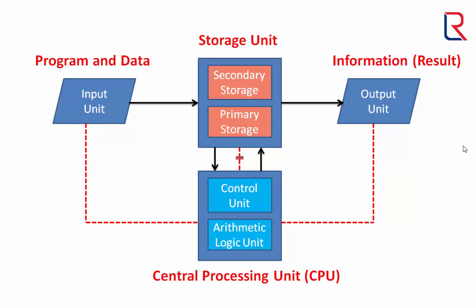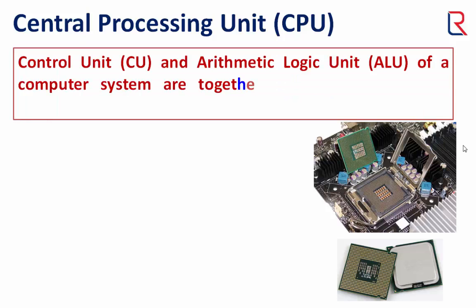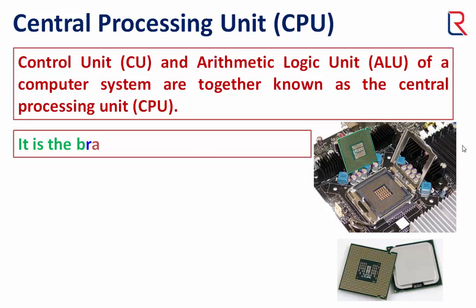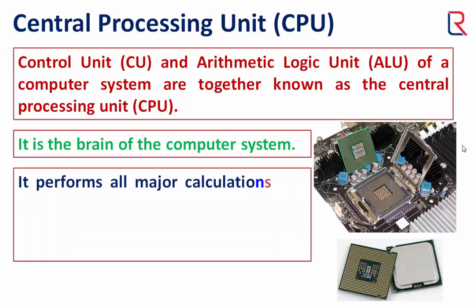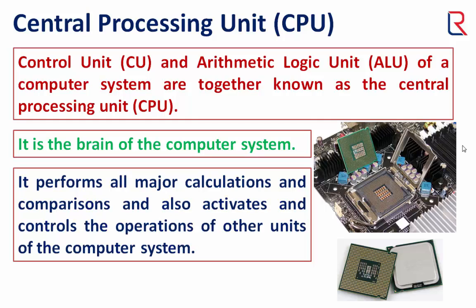Now it is time to see the control unit or central processing unit. The control unit and arithmetic logic unit of a computer system are together known as the central processing unit. It is the brain of the computer system. It performs all major calculations and comparisons and also activates and controls the operations of other units of the computer system.